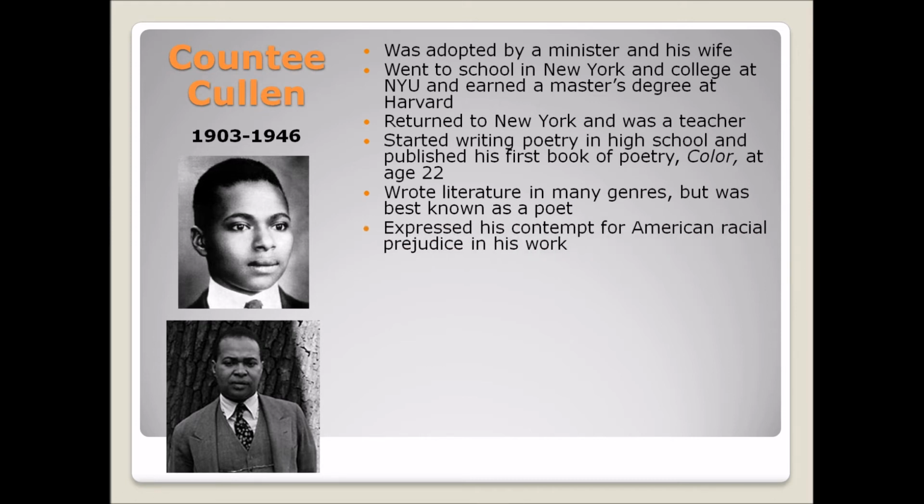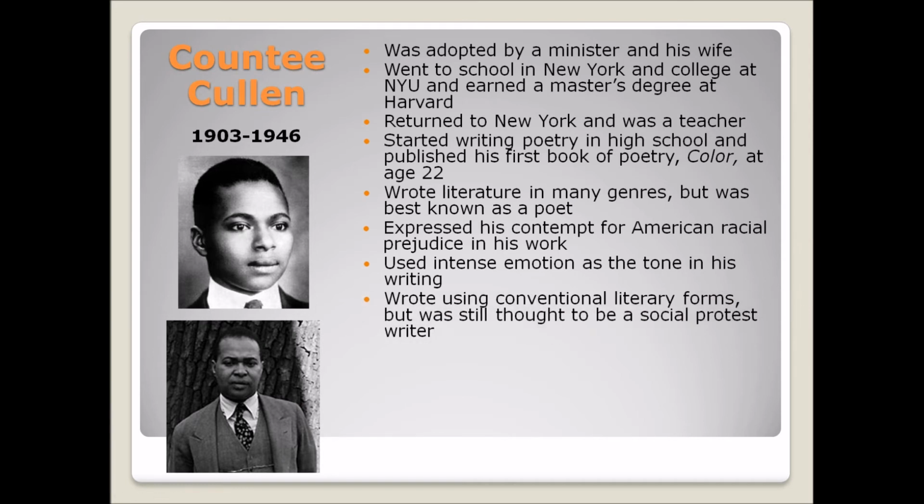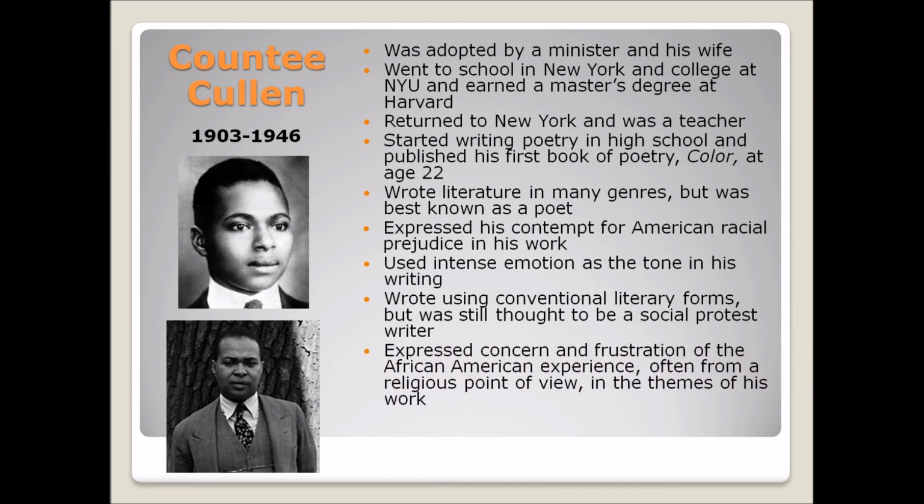In his poetry, he expressed his contempt for American racial prejudice. He used intense emotion as the tone of his writing. He wrote using conventional literary forms like rhyme, but he was still thought to be a social protest writer. He expressed concern and frustration of the African American experience. He often used religious viewpoints, and those were the themes of his work. And he also was an editor of a black magazine, so he was very influential in the other young writers, especially black writers, who were published.